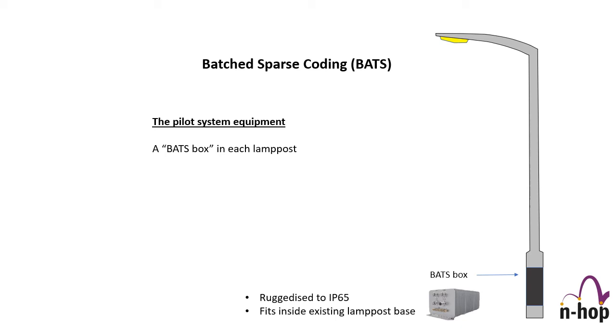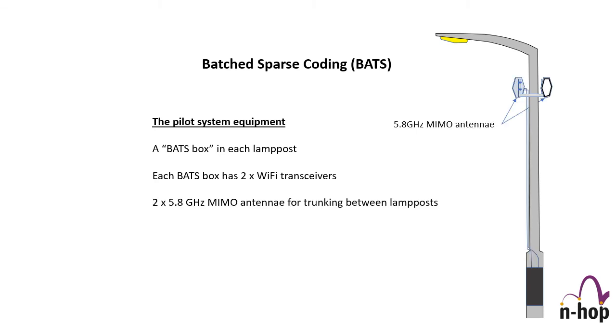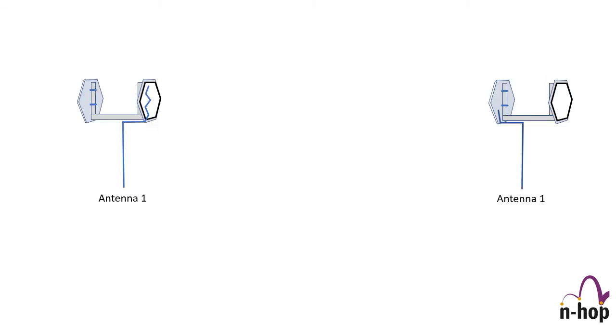Each BATS box contains two Wi-Fi transceivers, which can be programmed for either 2.4 GHz or 5.8 GHz operation. In the pilot system, the lampposts are interconnected at 5.8 GHz. There are two MIMO antennae higher up the lamppost and connected by feeder to the BATS box.